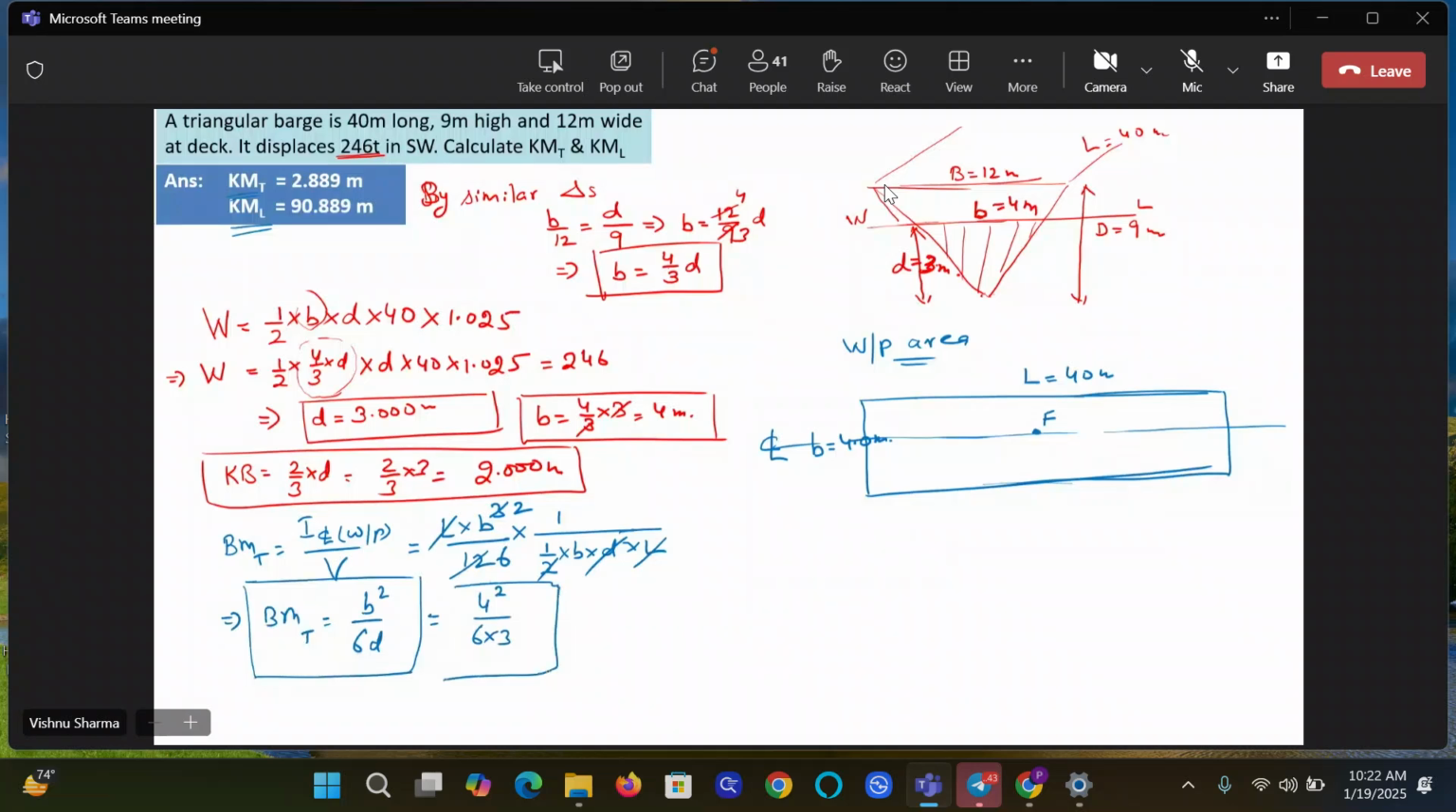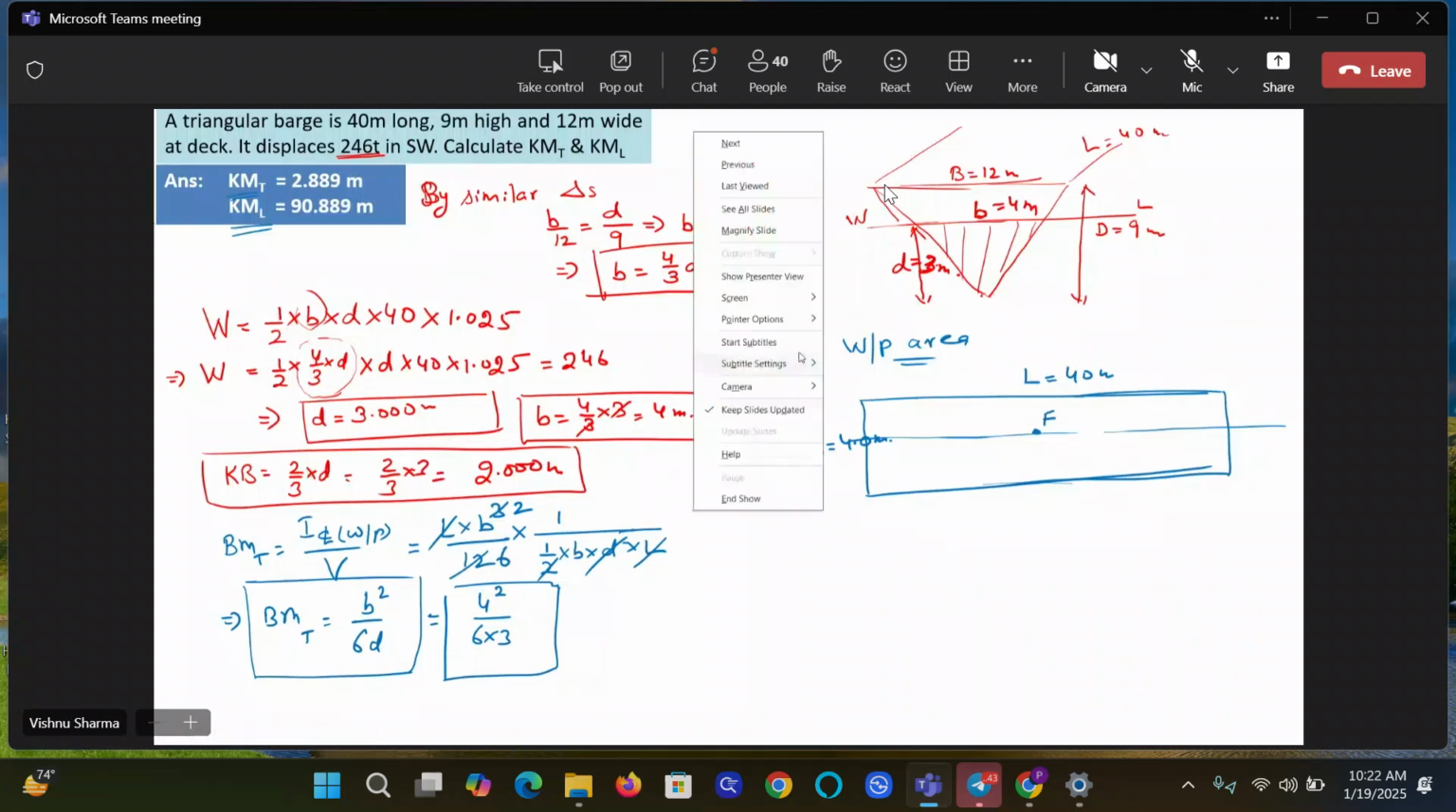And this will be the answer to BMT, and that will give you KMT. Plus KB will give you KMT. Am I right, guys? Yes or no? Correct? Yes, sir. You could have used volume of displacement as 246 by 1.025. I was just trying to come to this formula so that you can connect better with your phase 1 working.